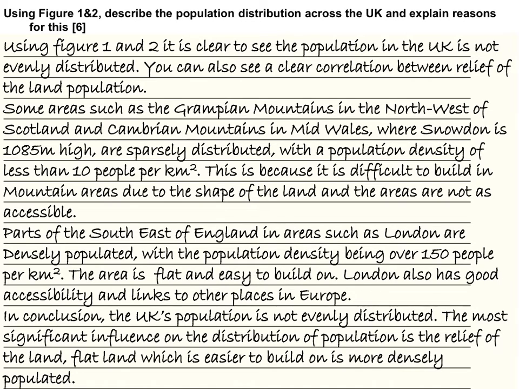In conclusion, the UK's population is not evenly distributed. The most significant influence on the distribution of the population is the relief of the land. Flat land is easier to build on and it's more densely populated.